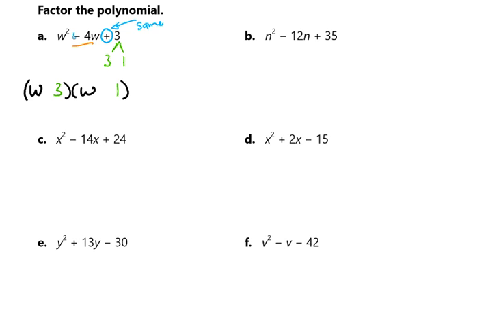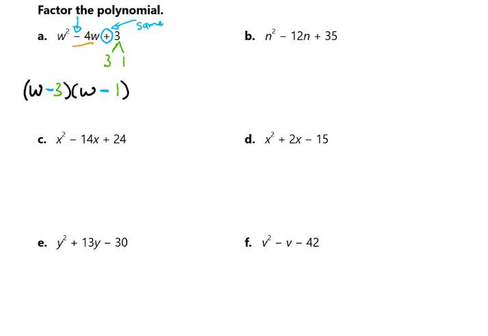Then we're going to look over here at our symbol right there. Let's put a little arrow there to make that a little distinctive. Because it's a minus sign, that tells us that both of our symbols are going to be minus signs. So we're going to have a w minus 3 and a w minus 1, and we have now factored that polynomial. Now what that means is that if I were to multiply this out, so if I were to FOIL this, I would end up getting w squared minus 4w plus 3 as my answer.